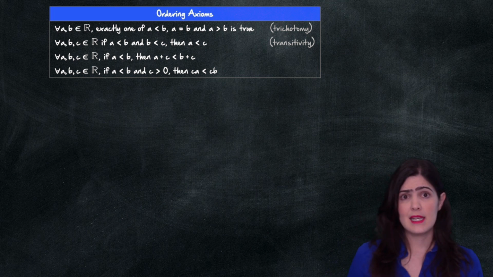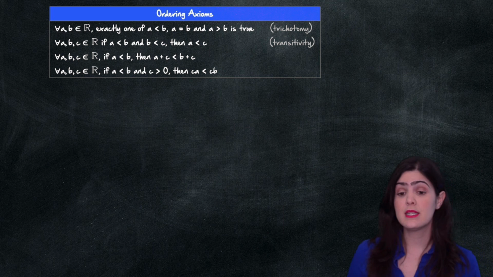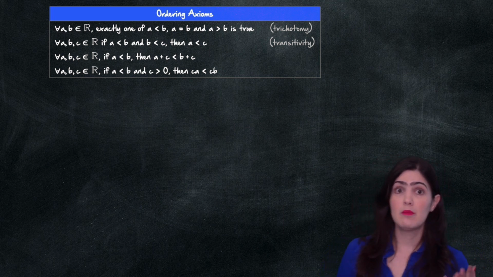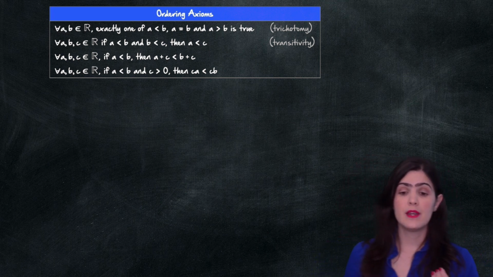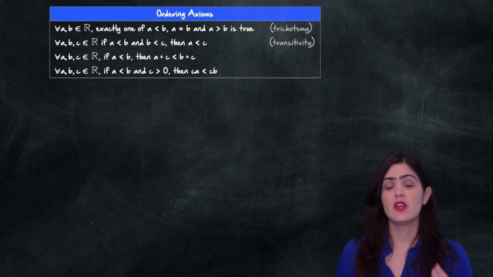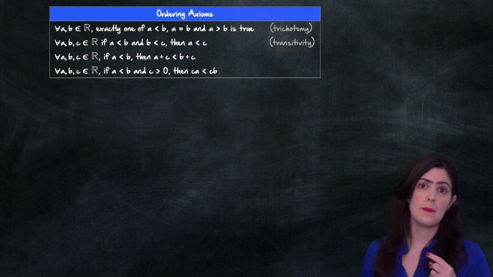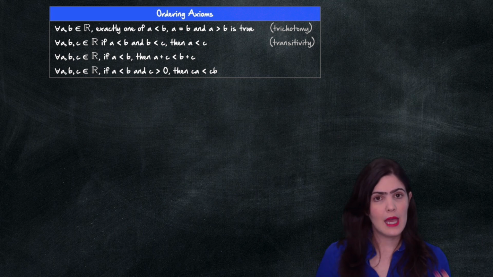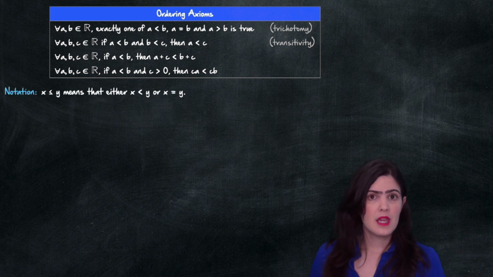We also know that if a is less than b and b is less than c, then a is less than c. That's what we call transitivity. And if we know that a is less than b, then a plus c is less than b plus c. And finally, if I know that a is less than b and I know that c is positive, then a times c is less than b times c. Okay, very good. So we have all these things that we're allowed to assume. They're just given to us. And with this, we can think about other things.